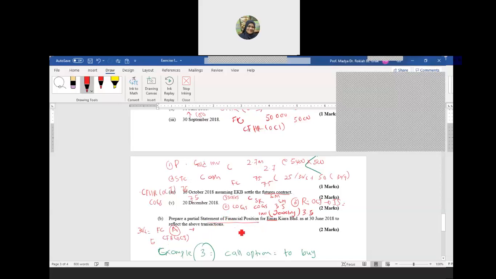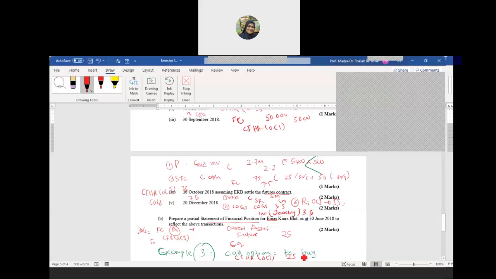In the statement of financial position, you provide the full names of the statements. I just want to show the items here. For your items, you're going to have two items only. Under current assets, you're going to have the future contract. And then under equity, you're going to have the cash flow hedge reserve, OCI. How much is this one? 25. So that is what we have.